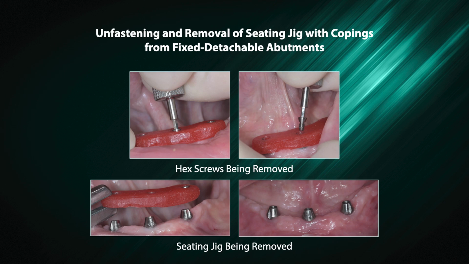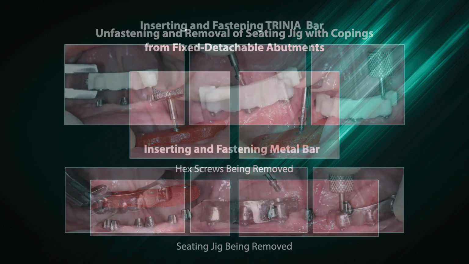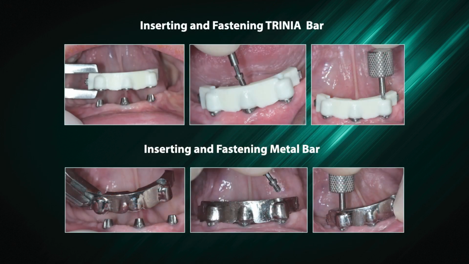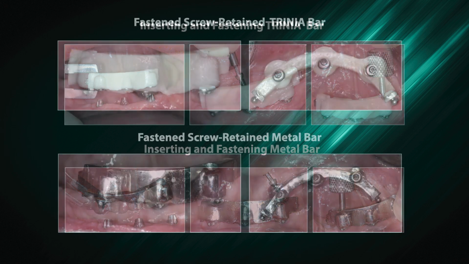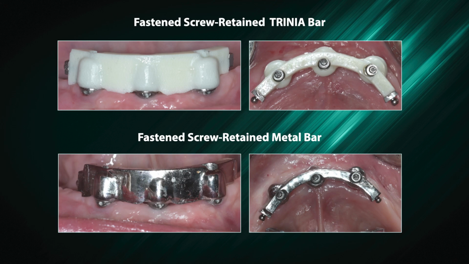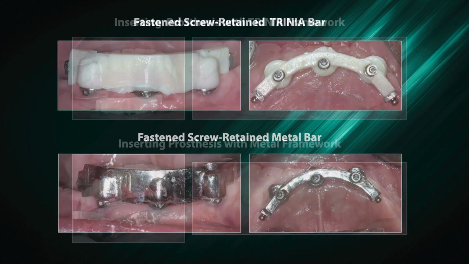The top two images show the hex screws being removed, while the bottom two images show the seating jig being removed. Here we see the insertion and fastening of a TRINIA bar and the insertion and fastening of a metal bar, a fastened screw-retained TRINIA bar and a fastened screw-retained metal bar.